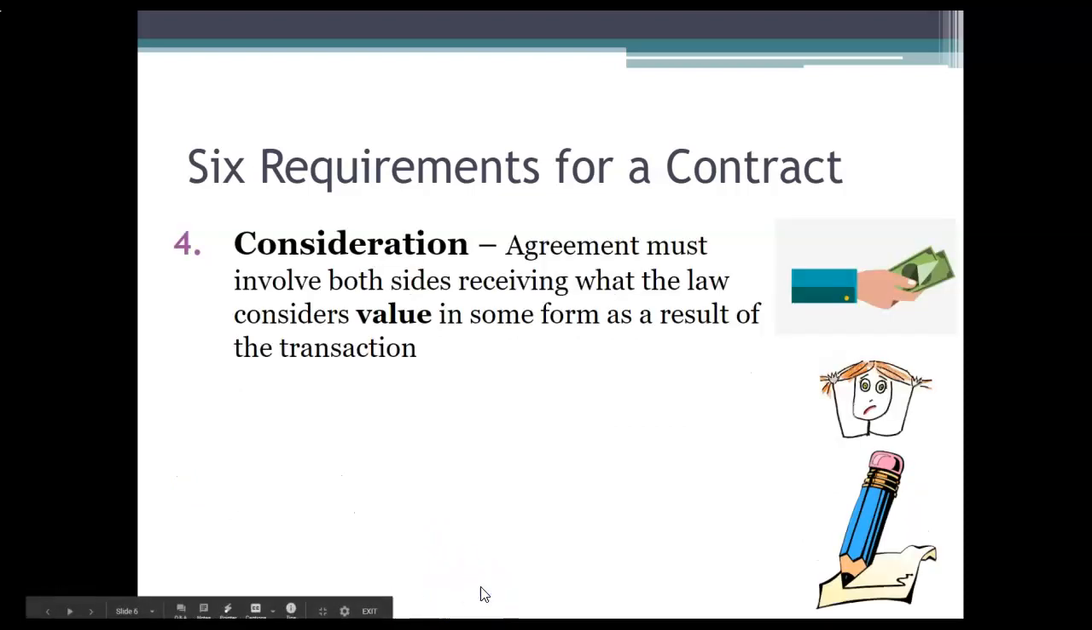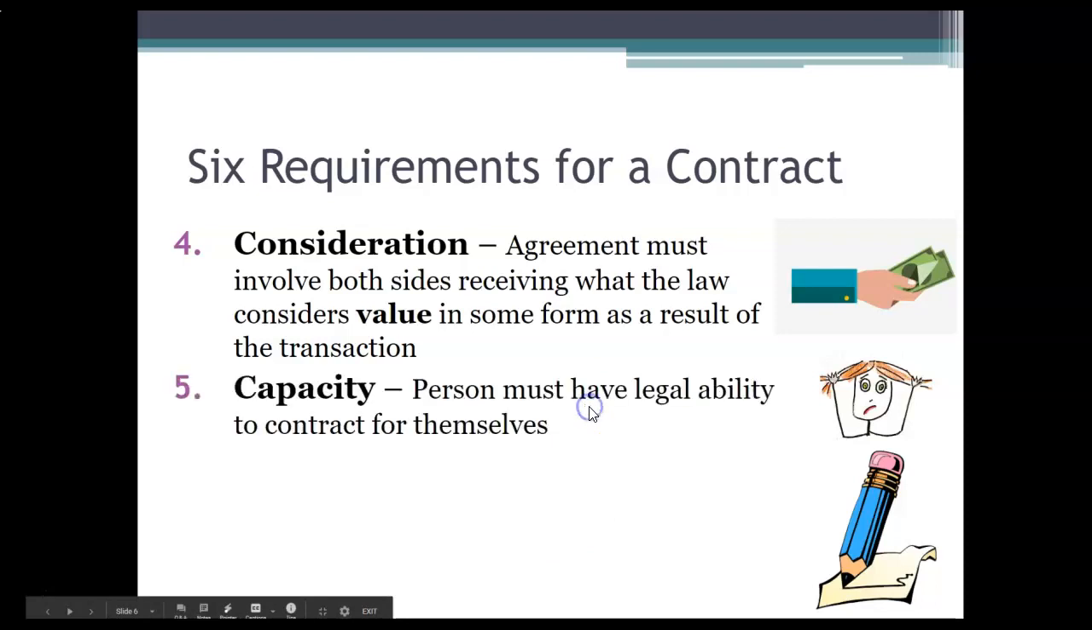The fourth is called consideration. This one gives people a lot of trouble. Consideration means that each of you has to get something of value in return. So, for instance, gifts. If your mama just gives you $50 because you're nice, that's not a contract, that's a gift. Consideration requires both sides to get something. So, they have to give you something of value and you give them something in return. It could be a service, it could be a good, it could be a promise to do or not to do something. But there has to be something that is of value given.